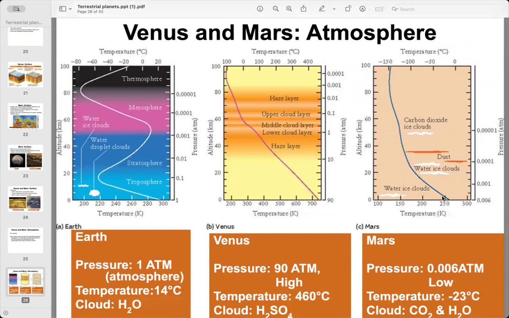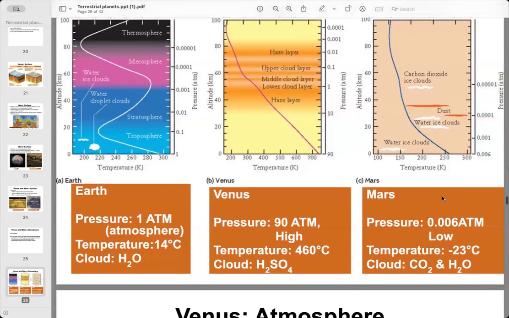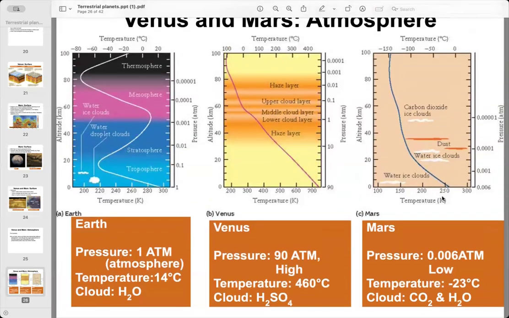Here is the atmosphere of Mars, a very thin atmosphere. Its temperature also drops uniformly, and in between there are water ice clouds, dust clouds, and carbon dioxide ice clouds. Now, from these pictures, it looks like these atmospheres are very similar, but when you see the pressure, that's what tells you about the difference.